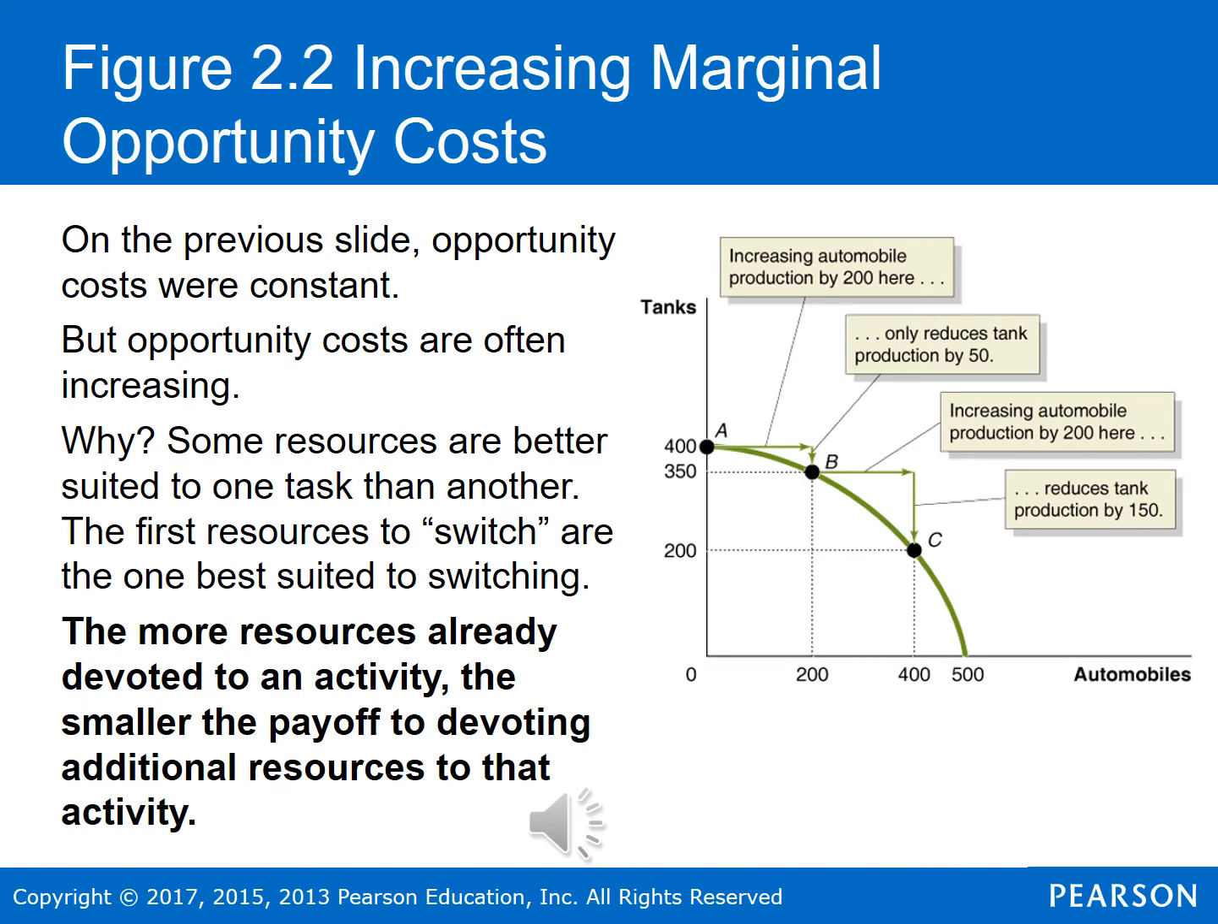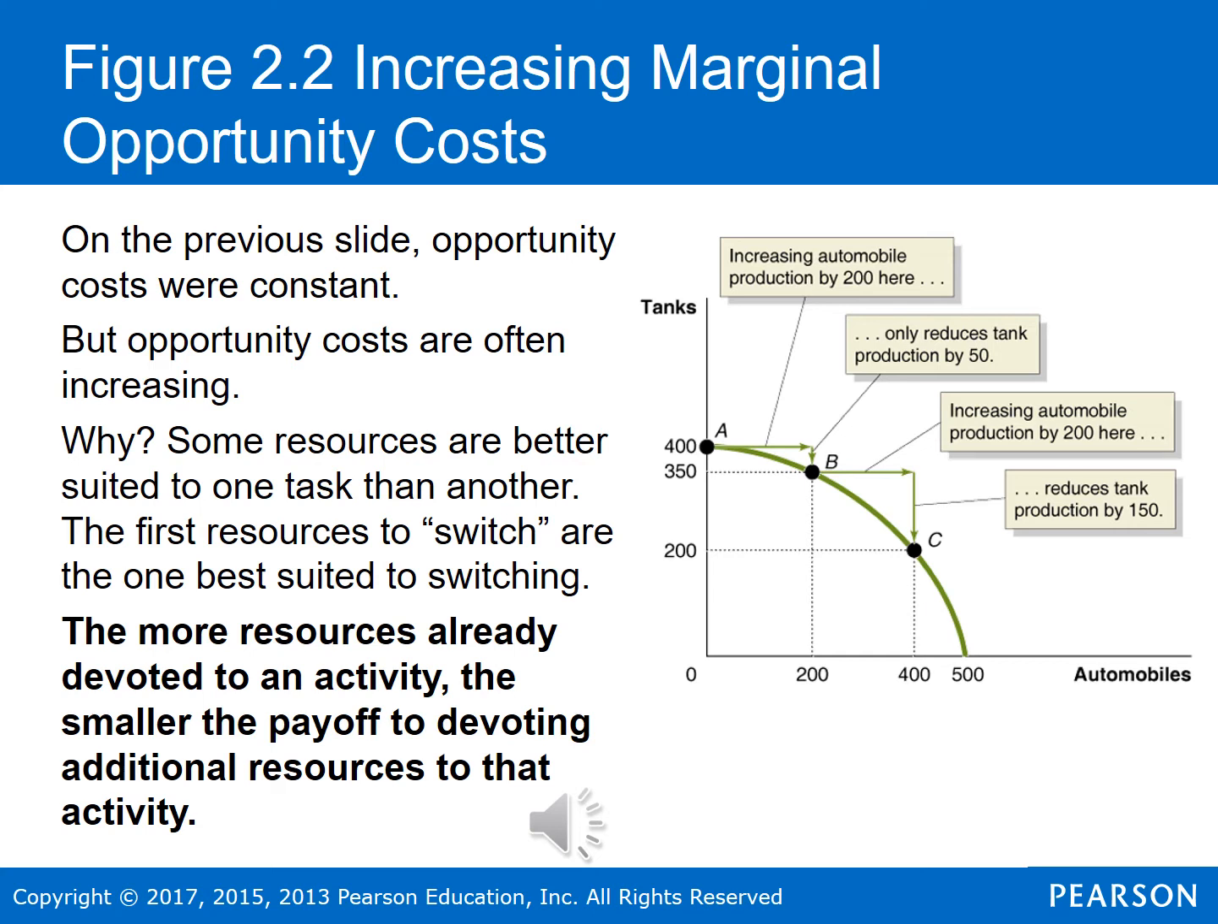On our previous slide, the opportunity costs were constant. So as we went down the curve, you were always giving up 20 of one type of car to produce 20 of the other type of car. So we ended up with a straight line. But that's not always the case. Usually, opportunity costs are increasing. Now, why is this the case? Some resources are better suited for one task than another. So the first resources that you're going to switch are the ones that are best used for switching, the easiest to go from one to another.